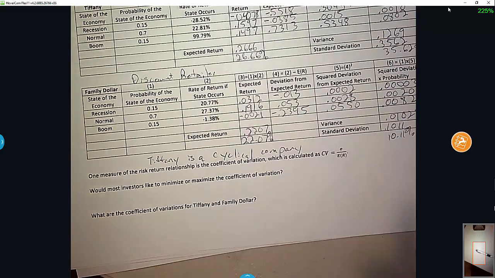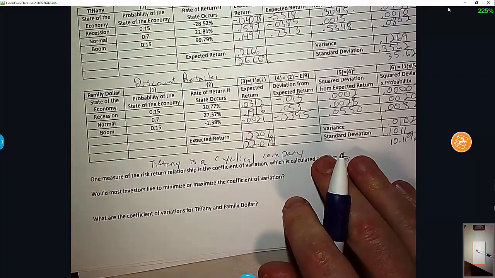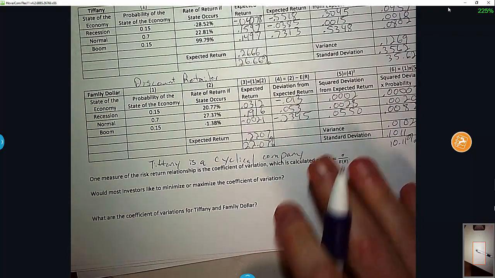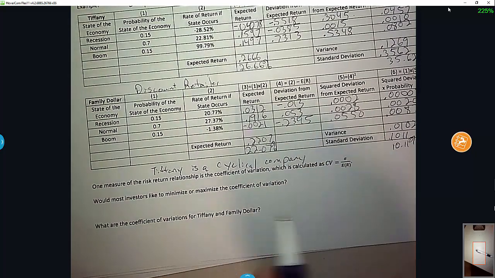The company does well when the economy does well. The company does not do well when the economy does not do well. Family Dollar is not a secular company. We might consider it to be a little counter-cyclical because they don't do well when the economy does well.